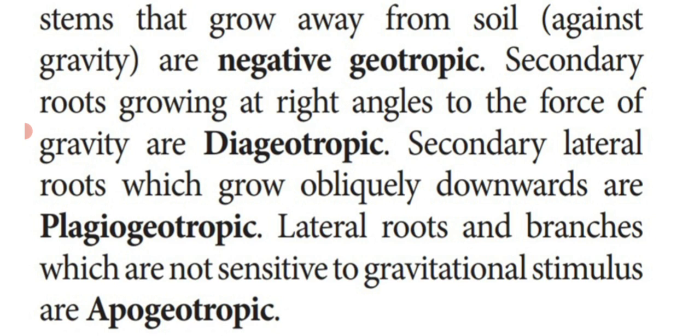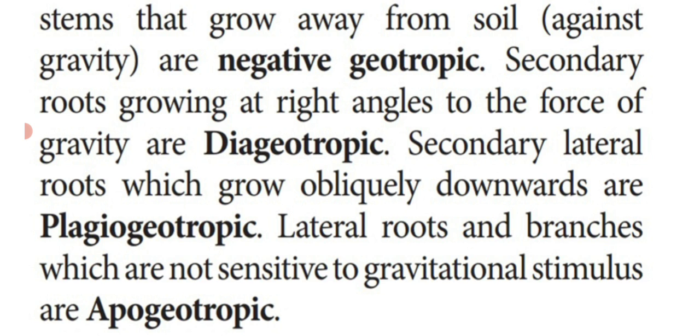The secondary roots which show growth at a right angle to the force of gravity are known as diageotropic. The secondary lateral roots which grow obliquely downwards are known as plagiogeotropic. The lateral roots and branches are not sensitive to the gravitational stimulus, so they are known as apogeotropic.